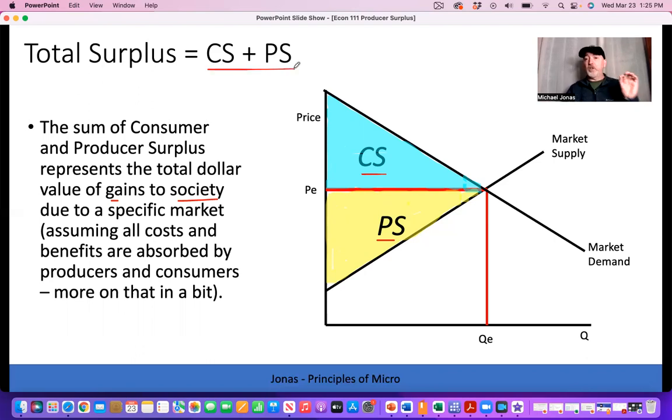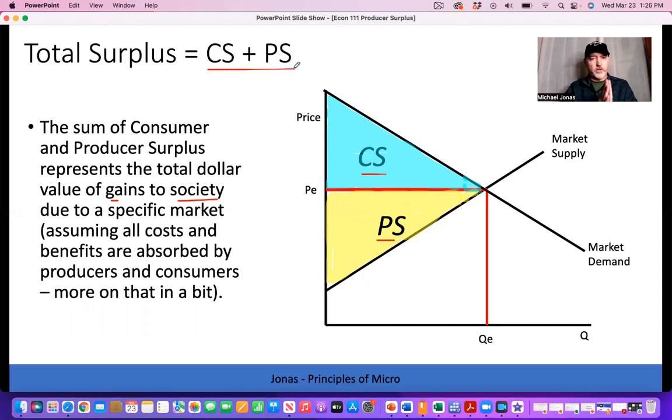And that dollar value is going to be a really useful benchmark when we start to think about changes in a market. What happens when prices go up or down, or quantities go up or down, or where we're leading with this, a government intervenes in a market equilibrium? How much is that change, whatever it is, going to cost society? Well, it's going to be how much the sum of consumer and producer surplus changes.